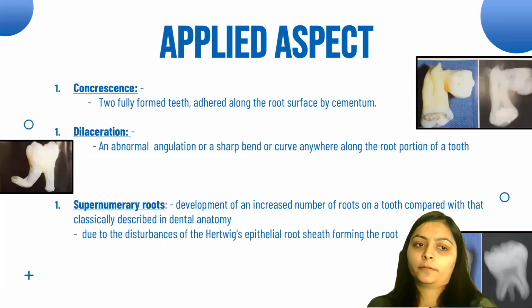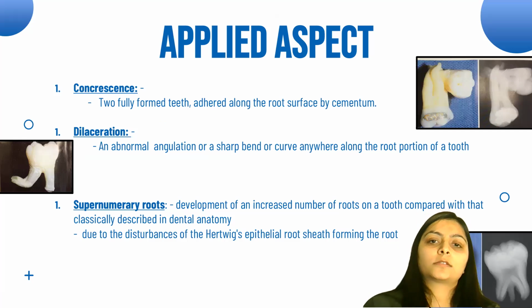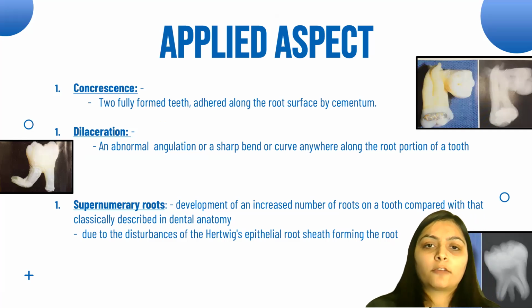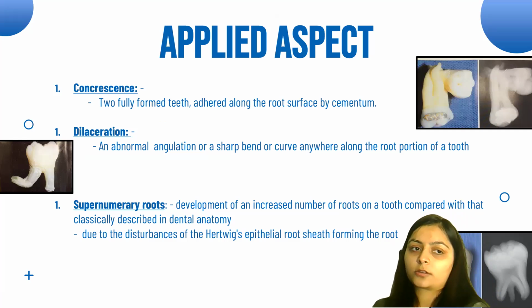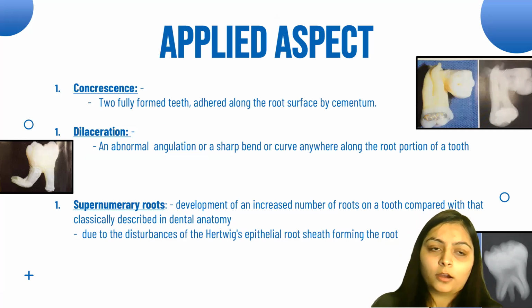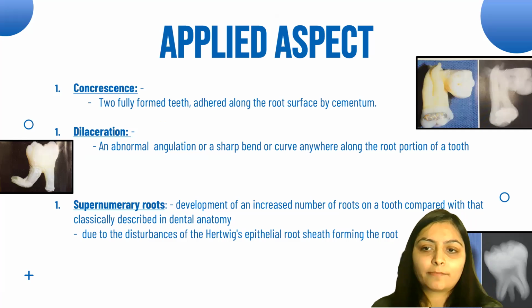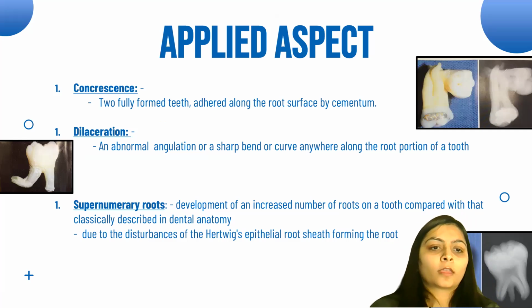What will happen if things don't go as they should? If any defect occurs at this stage, it can result in concrescence, dilaceration, or supernumerary root. Concrescence, I have explained earlier, along with gemination and fusion: two fully formed teeth adhere along the root surface just by the cementum. You can clearly appreciate it in this picture.